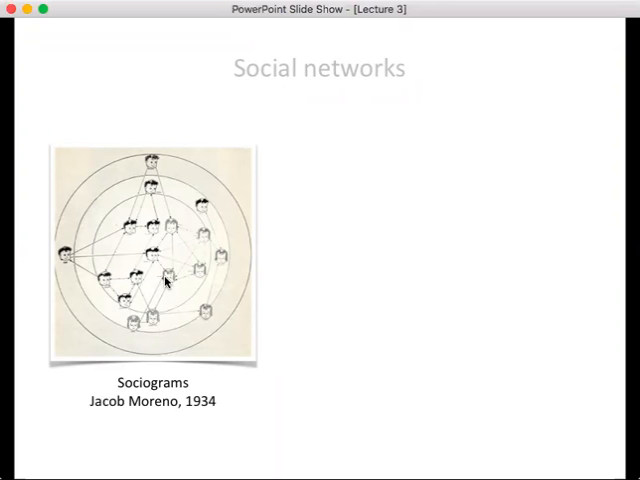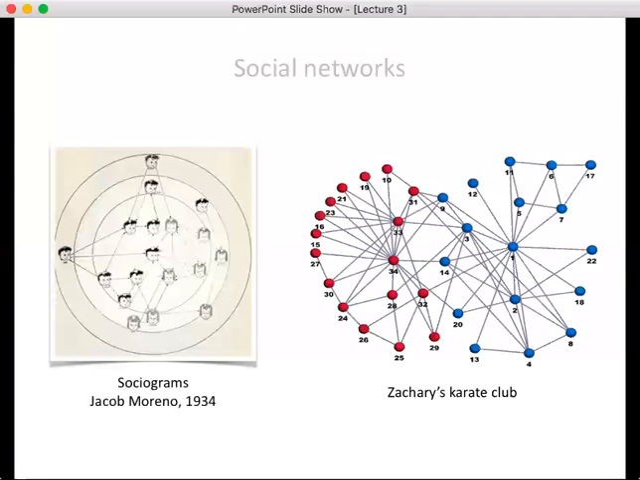And you can then find which are the people that are most important in this social network, because they are the ones that have the most connections. So this is the concept of sociogram, introduced 100 years ago. A very nice example of a social graph is the following, the very well-known example of Zachary's Karate Club.